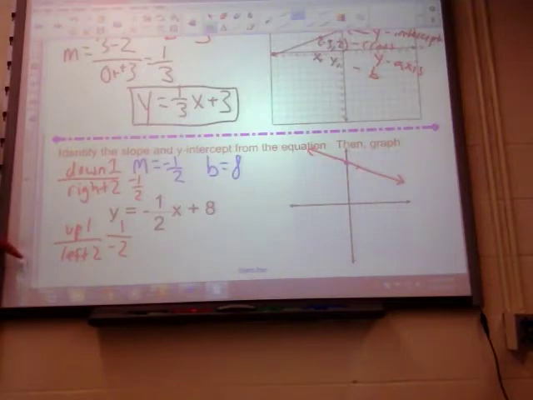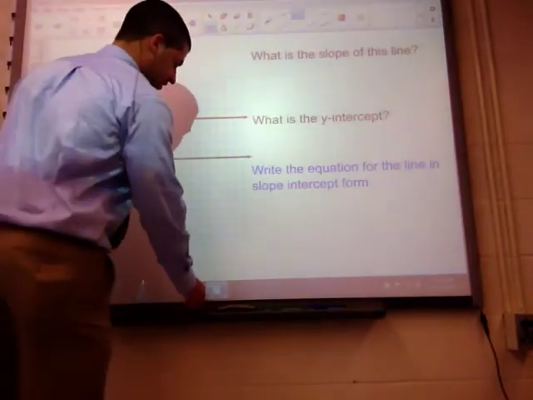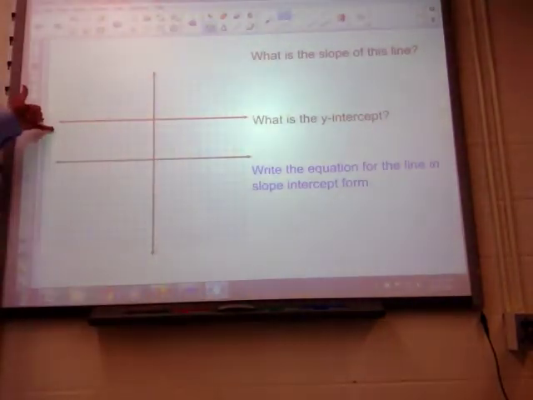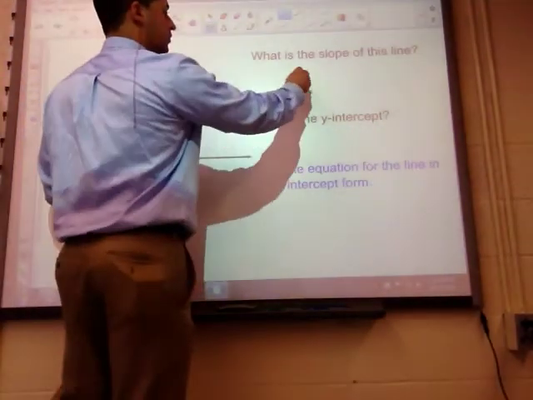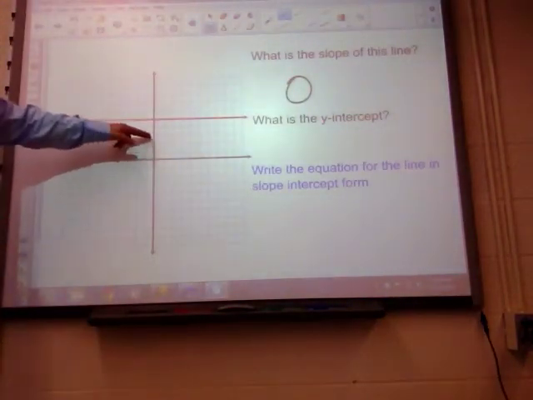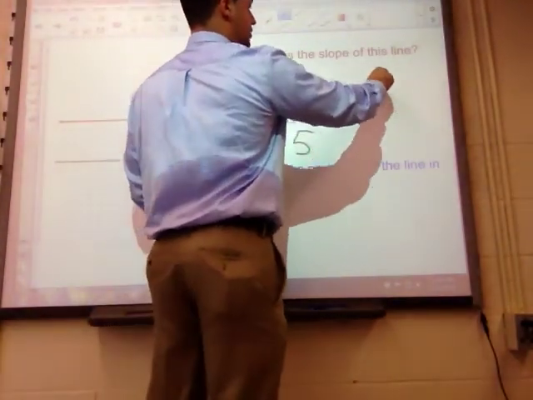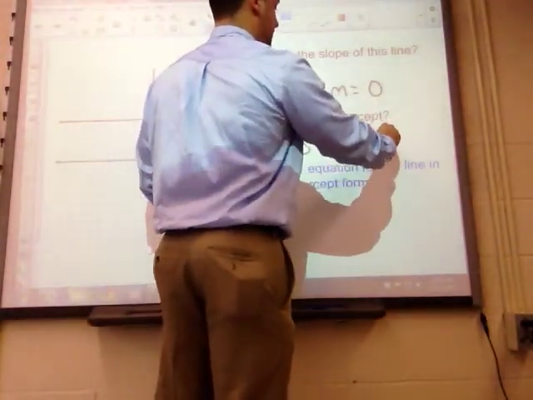I know this is a longer video, but we'll be done in a second. So looking at this line, we learned that the slope of a horizontal line is 0. What's the y-intercept of this line? Well, it's 1, 2, 3, 4, 5. So if m is 0, b is 5.